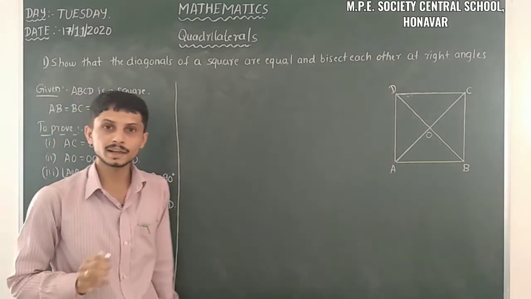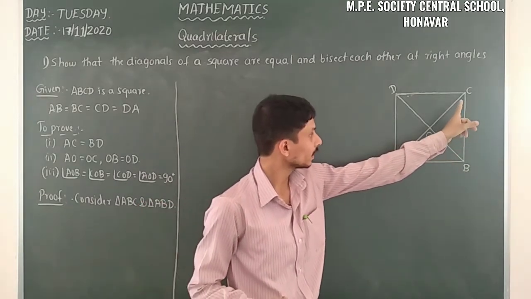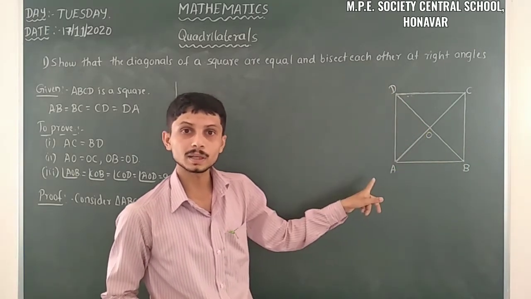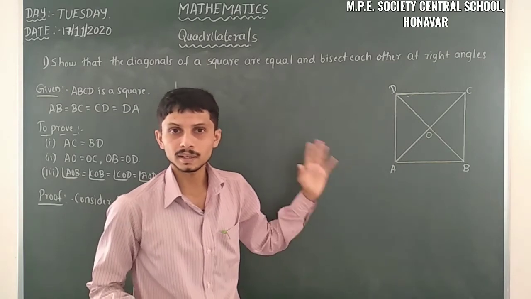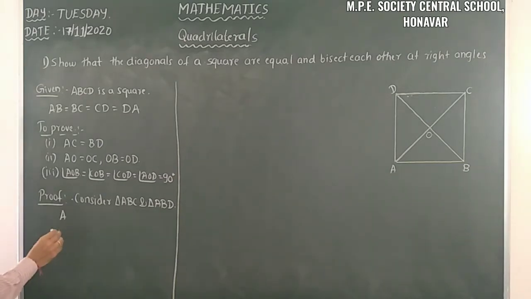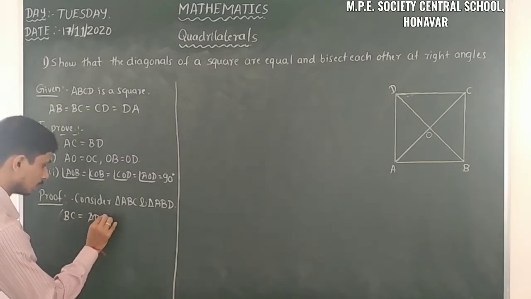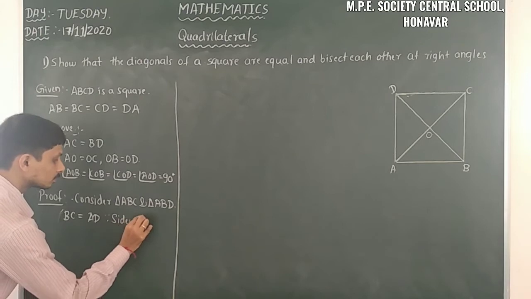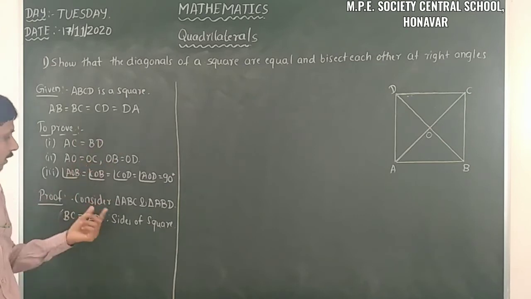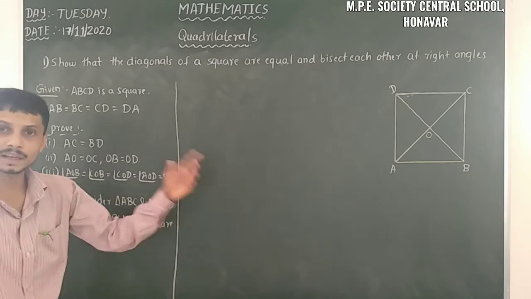So in triangle ABC and triangle ABD, here I will take BC is equal to AD, because they are sides of a square. So sides of a square are always equal. BC is equal to AD. In triangle ABC, BC is a part of it, and in triangle ABD, AD is a part of it. So those two sides are equal.